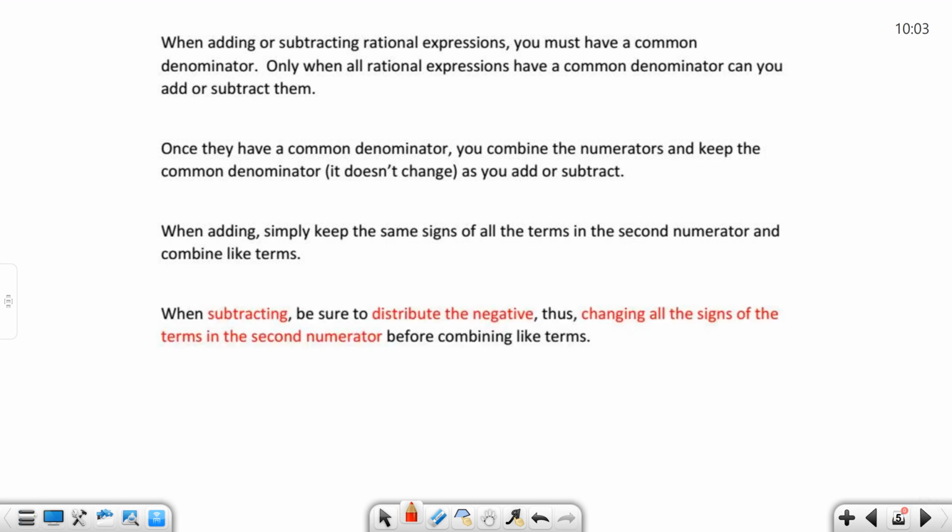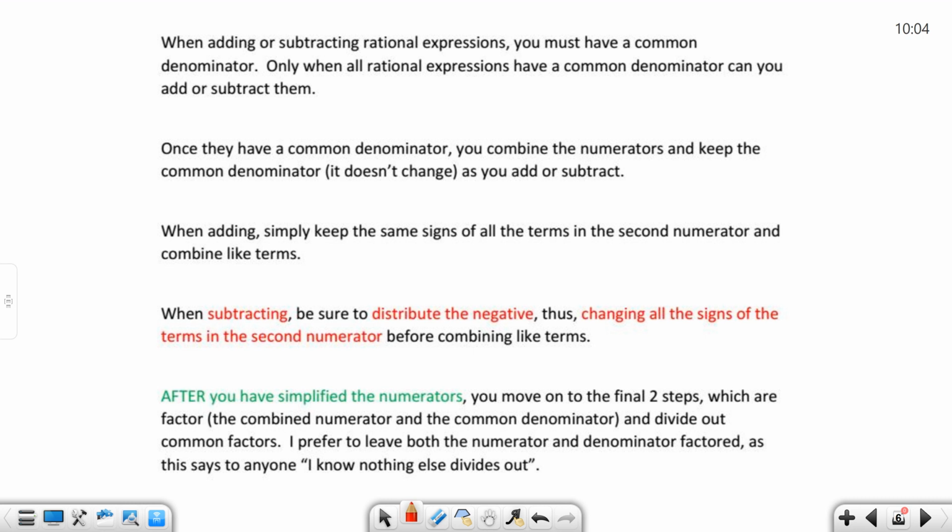If you are subtracting, be sure to distribute the negative. Thus, you change all the signs in the terms of the second numerator. So if the second numerator has 3 terms in it and you're subtracting, you actually have to take that negative and distribute it to all 3. And the first sign is not what's in front of the fraction, it's what's up top. If there's nothing in front of it, it's understood to be a positive. So that's very important when you are doing these. And then you simply combine like terms. A minus sign does not mean subtract. It means change the signs and then combine like terms with the rules you know.